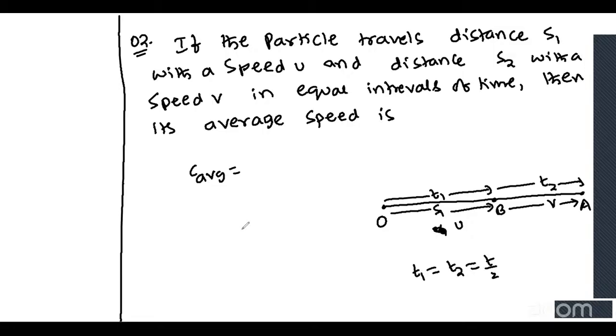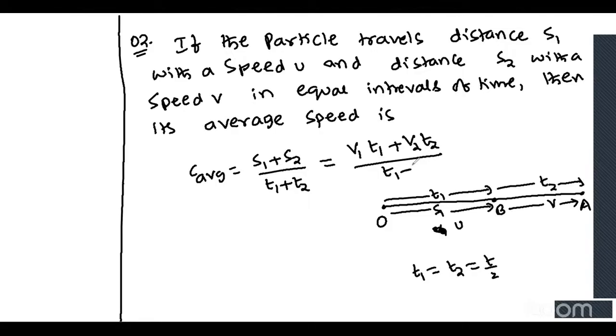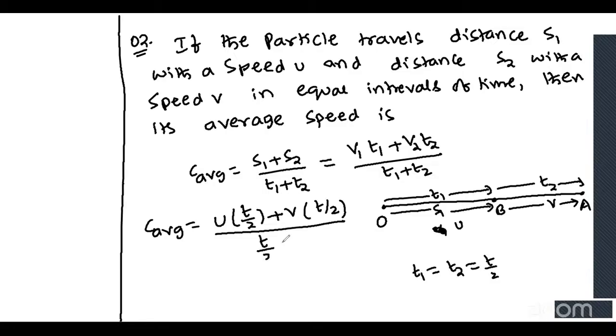So, average speed means (S1 plus S2) by (T1 plus T2). Here I know T1 and T2, so I am replacing S1 as V1 T1 and S2 as V2 T2. So average speed equals U into T1, which is T by 2, plus V into T2, which is also T by 2.